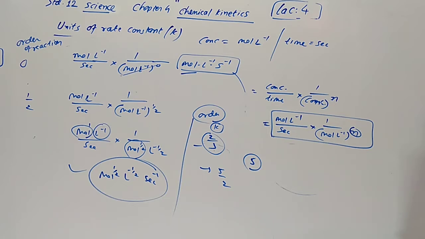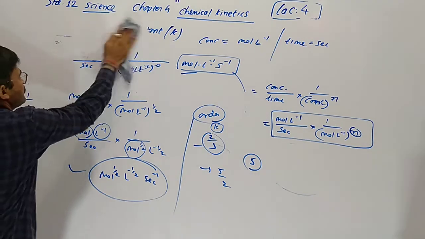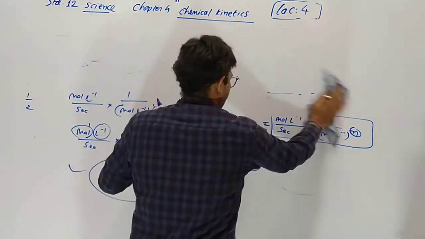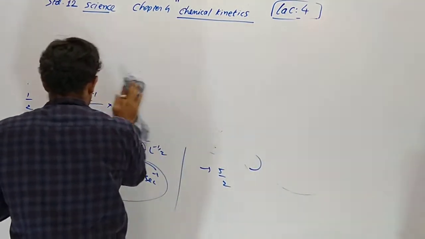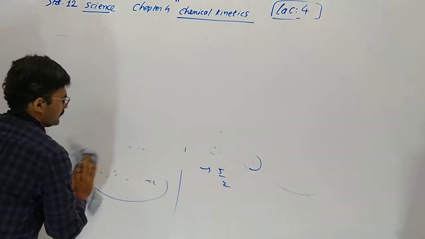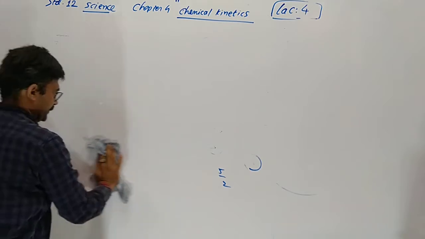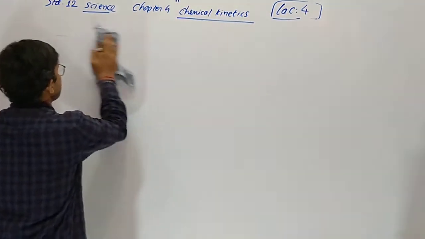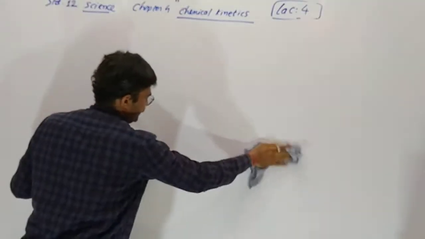Now, in the textbook example number 4.4, identify the reaction order. The most important point is now completed: find out the unit of K for different reactions having different orders.